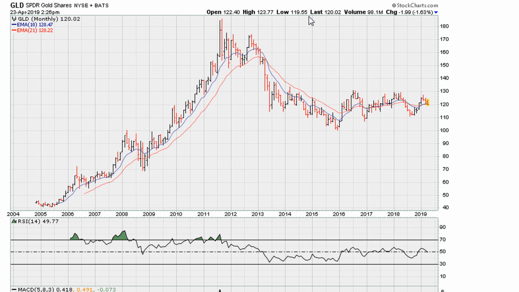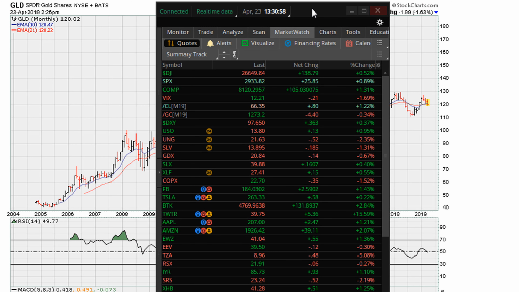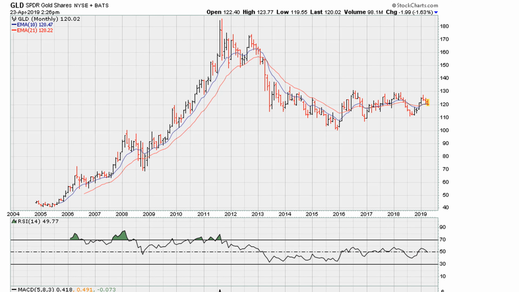And in this video, we're going to be taking a look at gold or some gold related instruments and stocks. So let's take a look at where gold is trading. Now, one thing we can see here from the long-term monthly chart.